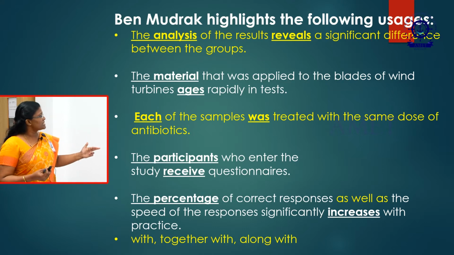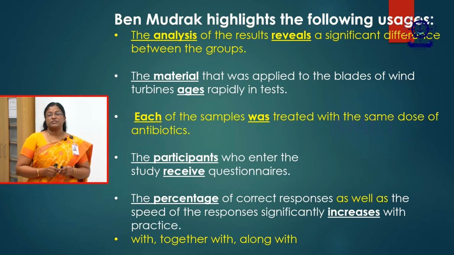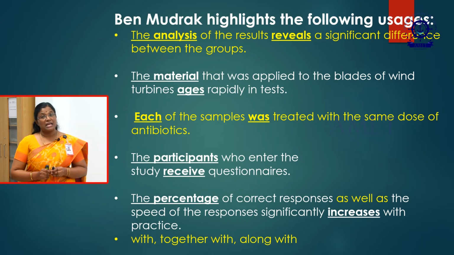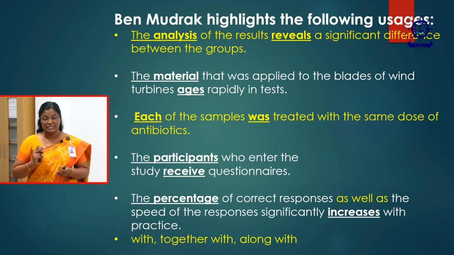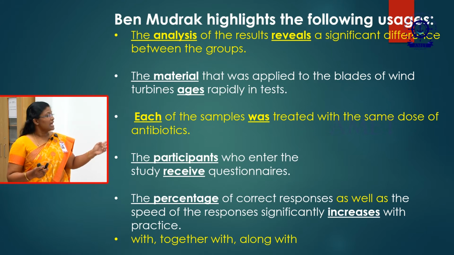Next one: the percentage of correct responses as well as the speed of the responses significantly increases with practice. Yes, conjunctions. Conjunctions can be used, as I stated earlier, in a simple sentence like Raju and Ravi are good friends. Here, two noun phrases are combined using the conjunction. As well as: the percentage of correct responses as well as the speed of the responses significantly increases with practice.